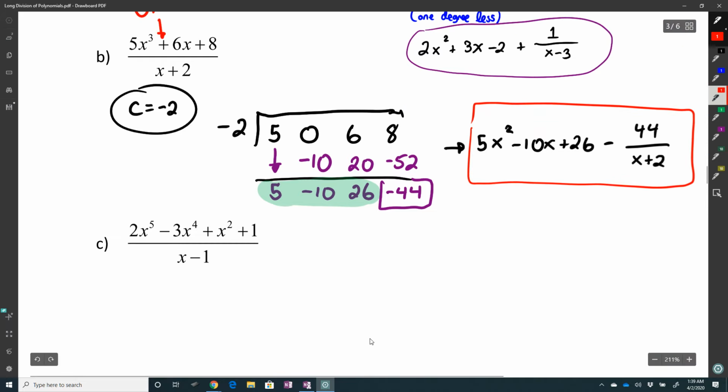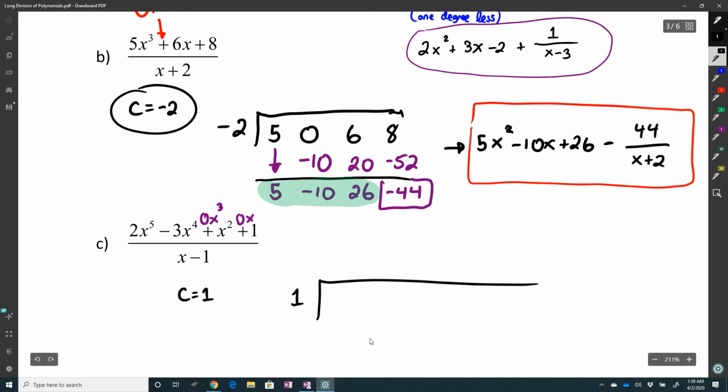Okay, got one more. Here there's a lot of missing zeros. Notice that I'm missing 5, 4. I'm missing 0x cubed, and I'm missing 0x. So here c is equal to 1. I write the coefficients. So start with 2, then a negative 3, the missing 0, then a 1 because there's nothing in front of x squared, then the missing 0, and then another 1.